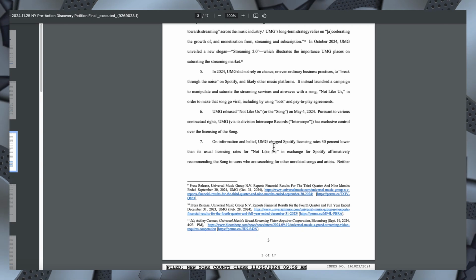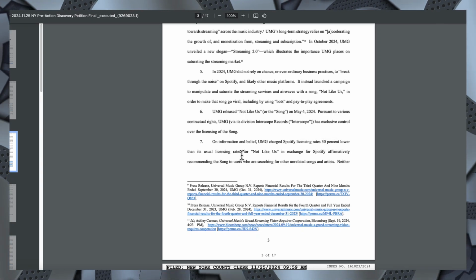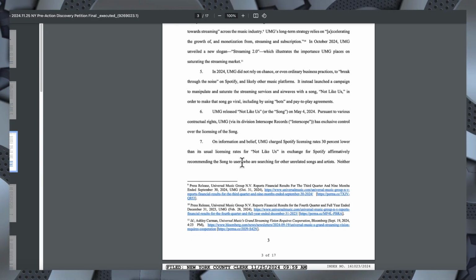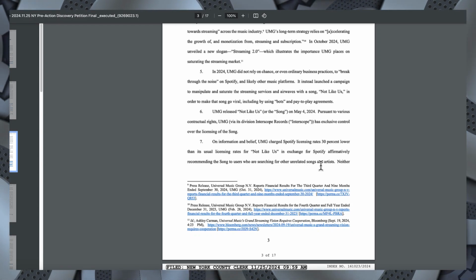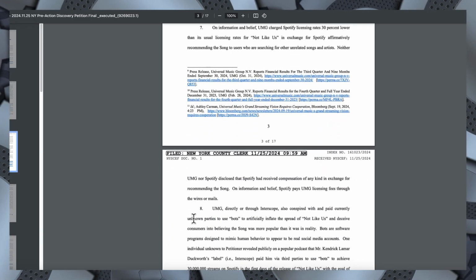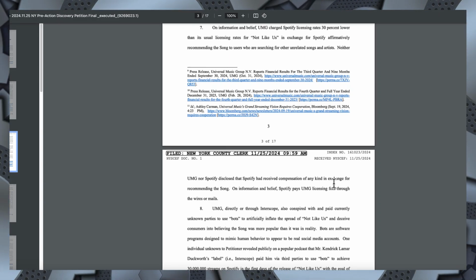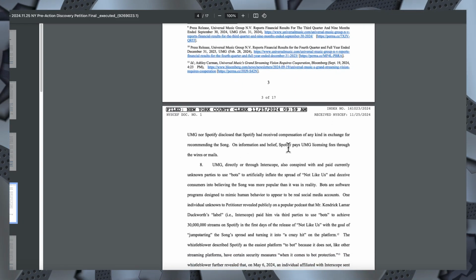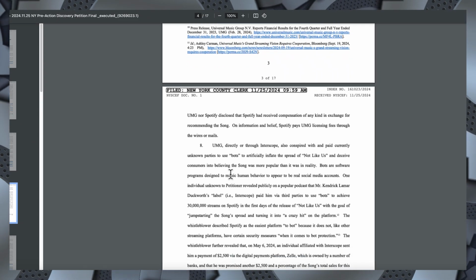On information and belief, UMG charged Spotify licensing rates 30% lower than its usual licensing rates for Not Like Us in exchange for Spotify affirmatively recommending the song to users who are searching for other unrelated songs and artists. Neither UMG nor Spotify disclosed that Spotify had received compensation of any kind in exchange for recommending the song. On information and belief, Spotify pays UMG licensing fees through the wires or mails.